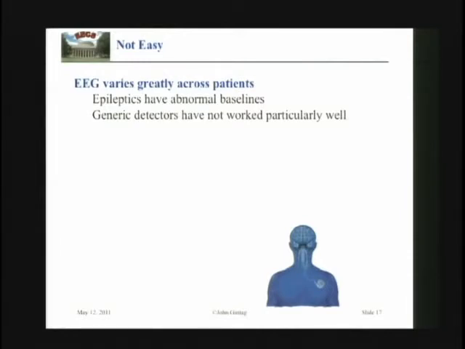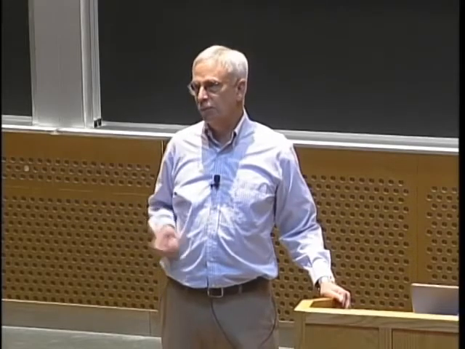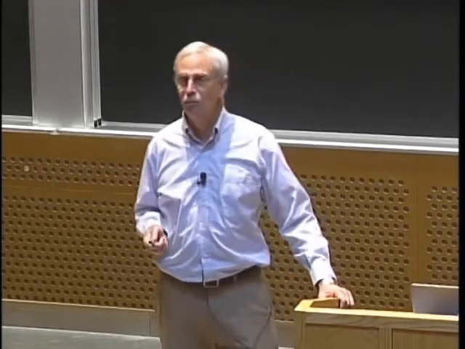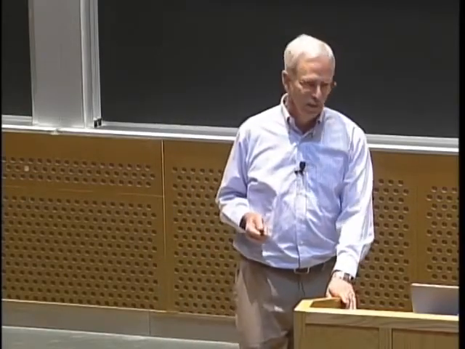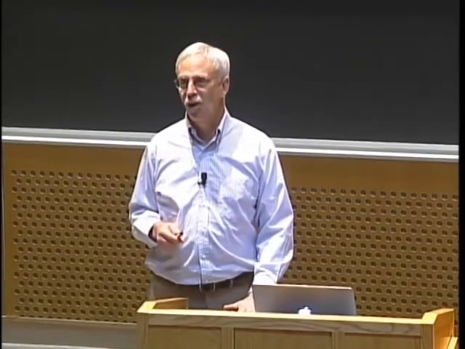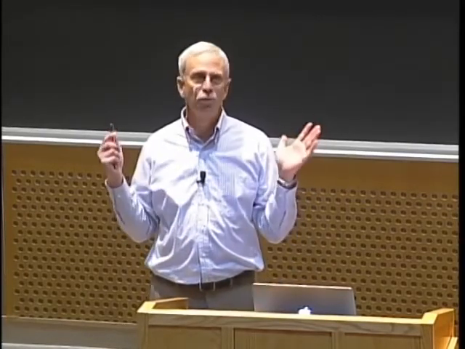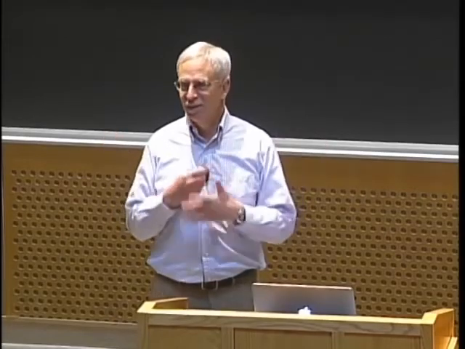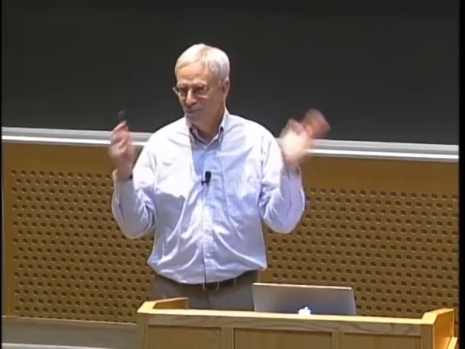So for about 35 years, people attempted to build generic detectors that would detect seizures in everybody, and they've not worked well at all. Every time a hospital buys an EEG machine, it comes with a detector built in, and usually the first thing they do is turn them off because the false alarm rate is so high that it's like the boy who cried wolf. They're just saying seizure, seizure, seizure, and people start ignoring it.